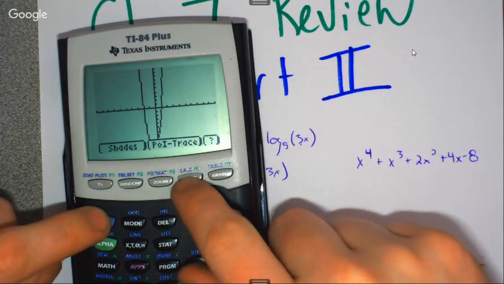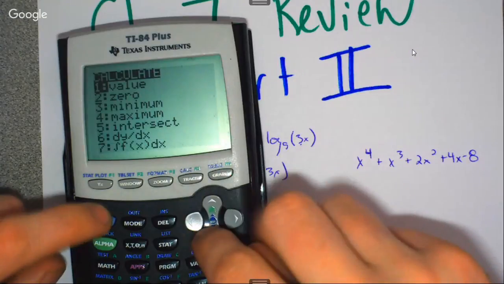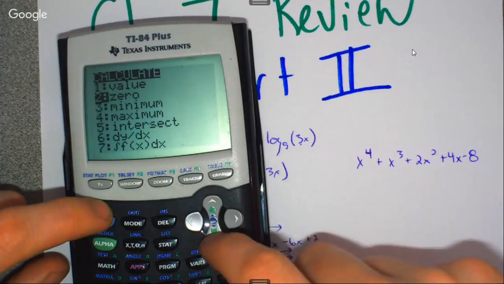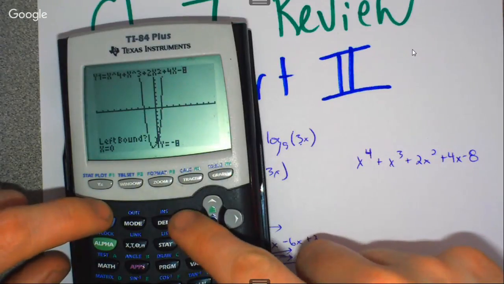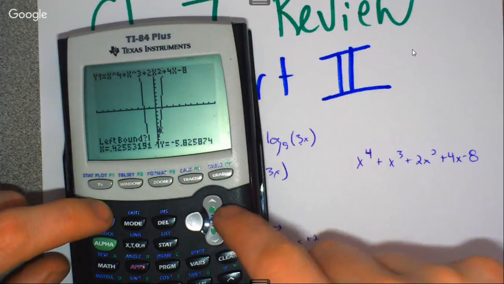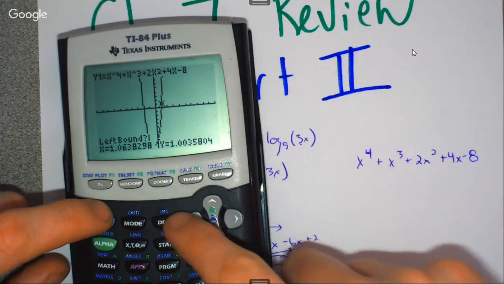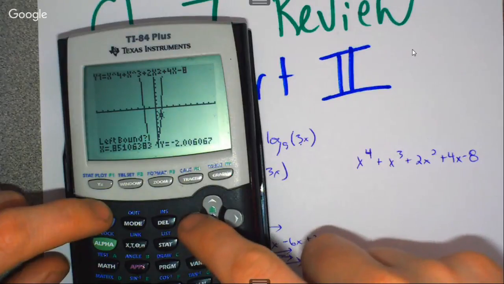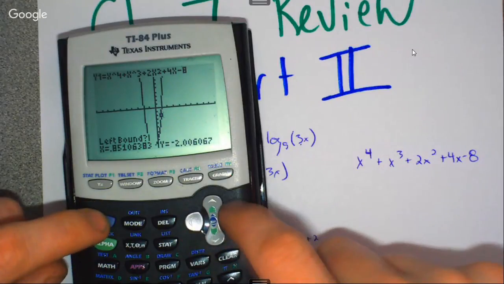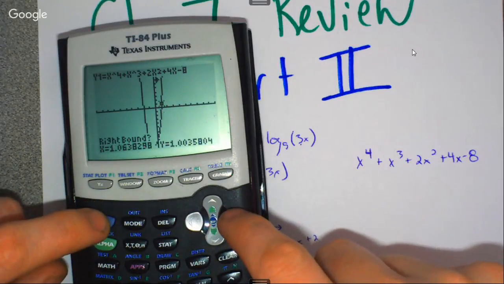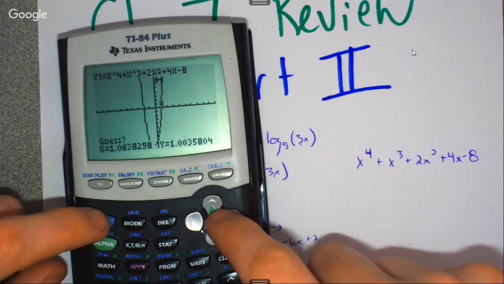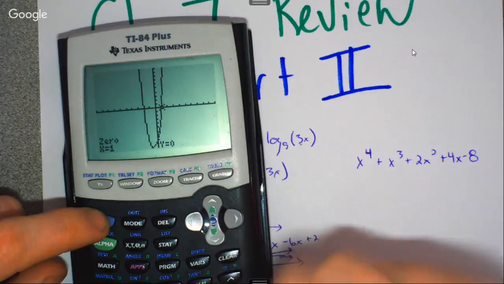So if you go to second trace, you go to 0, number 2. It's going to ask you for a left bound. So just go to one of these zeros and make sure you're on the left side of it. Whoop, I'm on the right side. Okay, so I'm on the left, so I'll hit enter. Then it says right bound. You go to the right of it, which I am, hit enter. It'll say guess. You can just go ahead and hit enter, and it'll spit back 1.